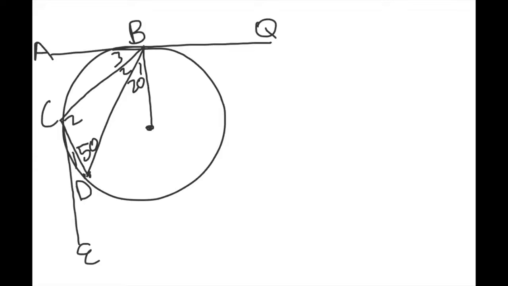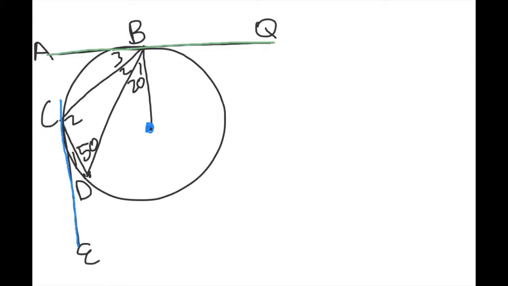Let's look at another example. Here we have a circle, and we have this tangent over here, CE. We have this tangent over here, ABQ. And this ABQ, the green tangent, touches the circle at B. And this point over here, that's the center of the circle. So that's the center. Already, as we talk, let's see what we can identify.